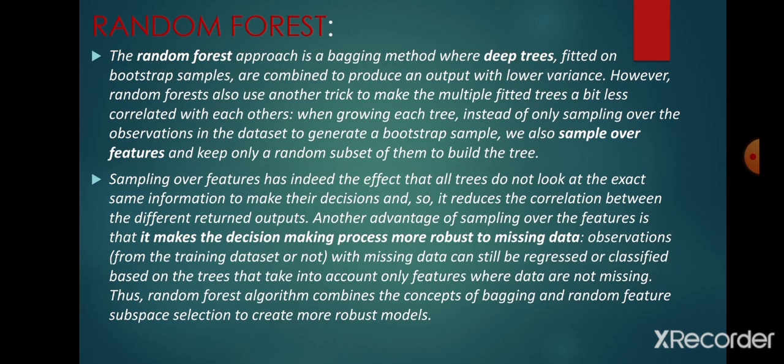Another advantage of sampling over the features is that it makes the decision making process more robust to missing data. Observations with missing data can still be regressed or classified based on the trees that take into account only features where data are not missing. This random forest algorithm combines the concept of bagging and random feature subspace selection to create more robust models.